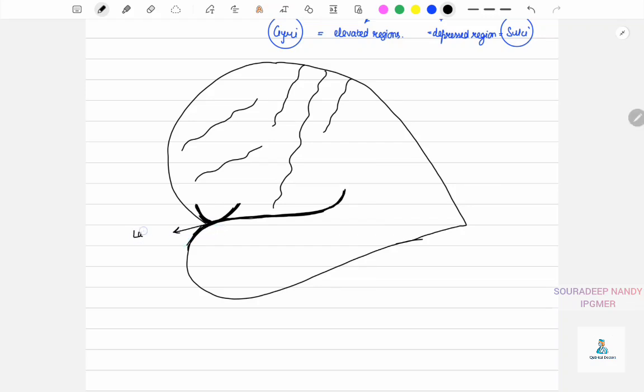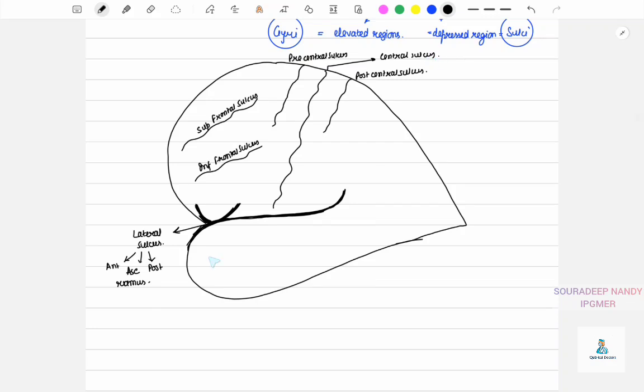So let us draw the lateral sulcus here. It has three parts: anterior, ascending, and posterior ramus. It has three rami. This is the superior frontal sulcus. This is the inferior frontal sulcus. This is the pre-central sulcus. This is the post-central sulcus, and this is the central sulcus.